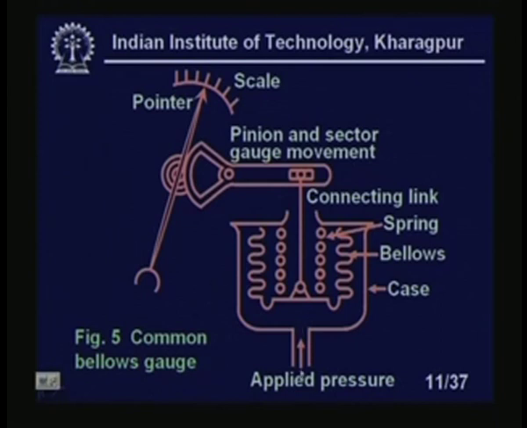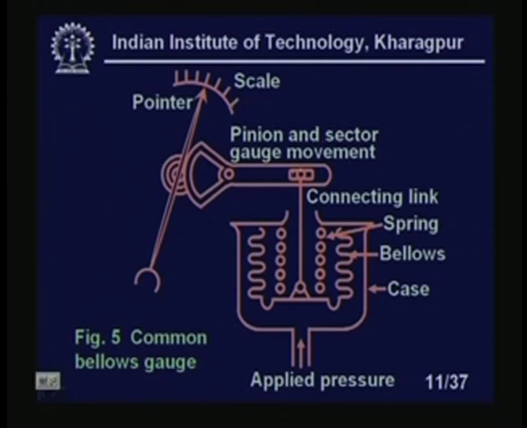Now what will happen? You see, the pressure increases. This bellow will squeeze and go up. If this goes up, the sector will move in this direction. If the sector moves in this direction, you see that this pointer will move in this direction. So this scale can be calibrated in terms of the pressure.